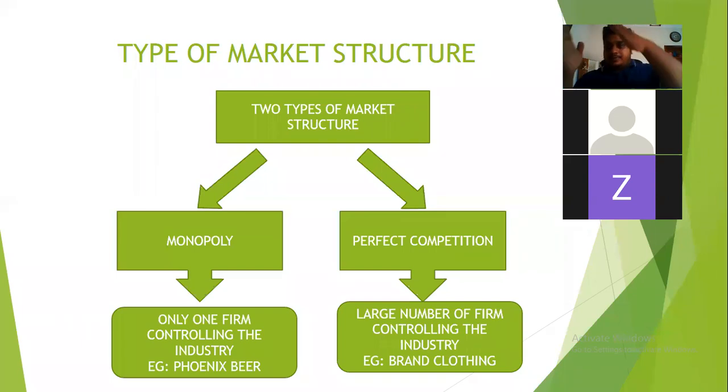So we have two types of firms. We have one monopoly, which is an industry controlled by only one firm. For example, Phoenix Beer, only one firm controlling the industry of beer. Secondly, we have perfect competition. In this type of industry, there is a large number of sellers. Any question?